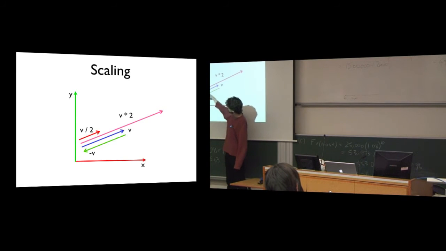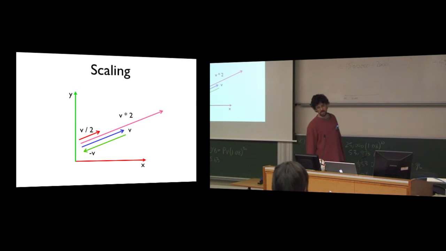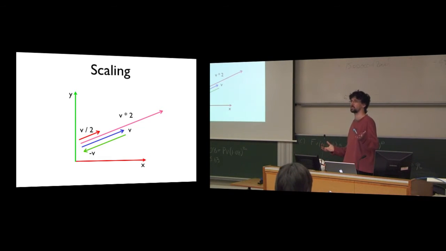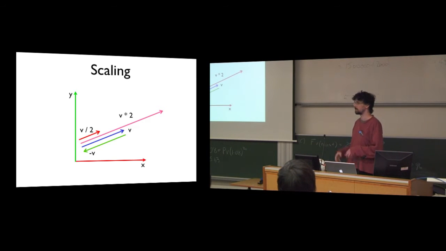This is useful because sometimes we'll have a vector going one direction and we'll want to invert it to have a vector going the other direction, or we want to stretch it or shrink it, and so we can do this sort of scaling.